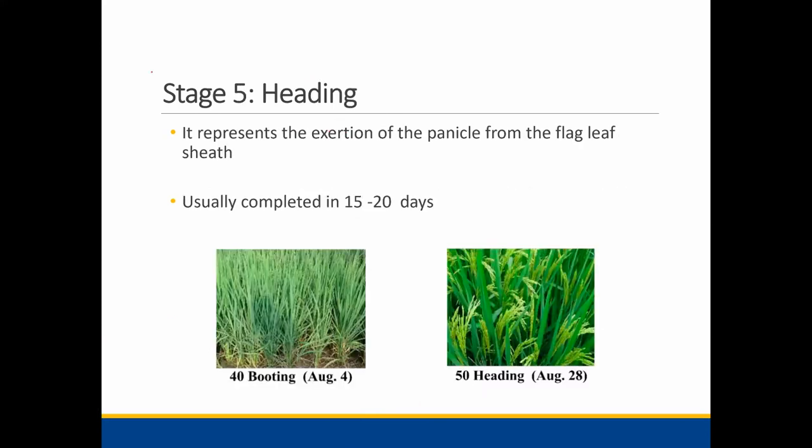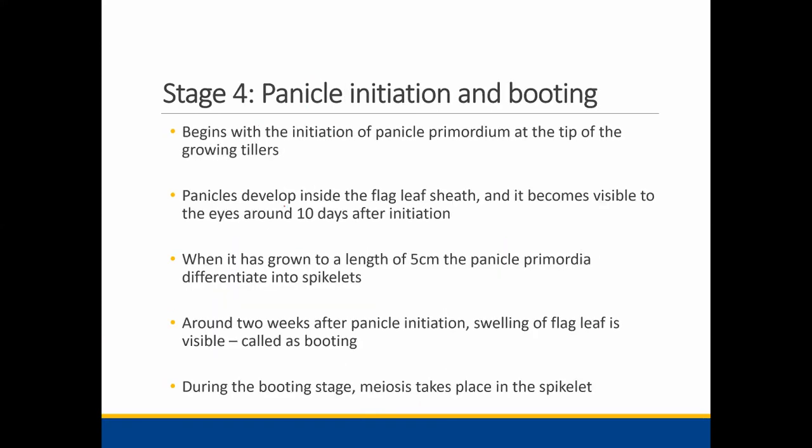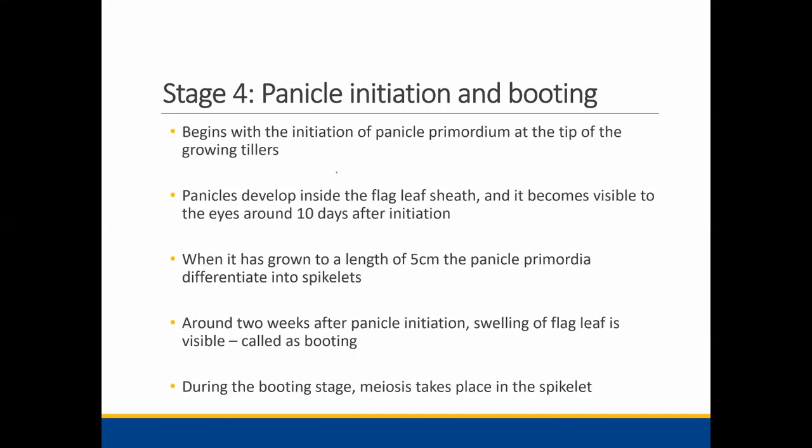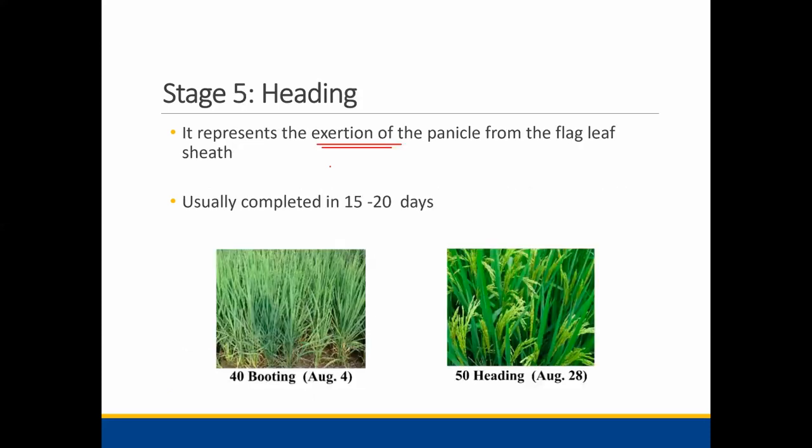Following the development of panicles and booting, that is the swelling of the flag leaf, this developed panicle is now developing. It should be exerted, it should come outside. That's what we call exertion. It should come out of that flag leaf completely, and only then can flowering occur. So this represents the heading stage. It represents the exertion of the panicle from the flag leaf sheath. This stage is usually completed in 15 to 20 days.